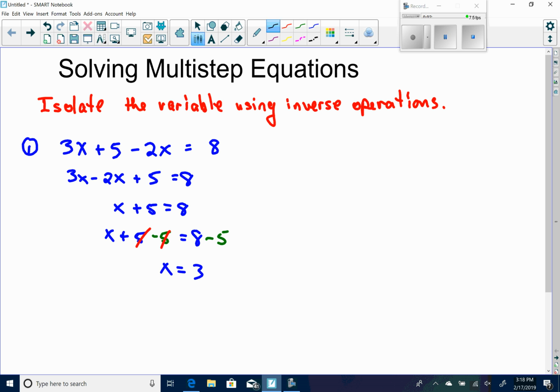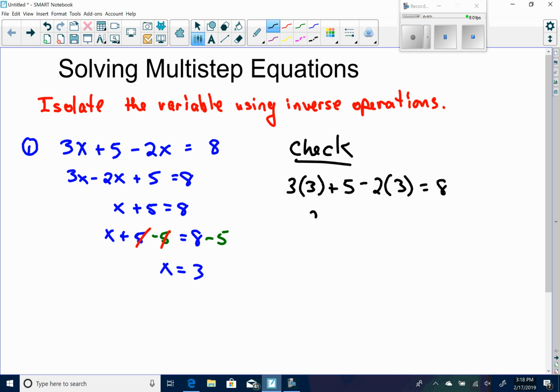And as I've done in my previous lesson too, I always like to show that I am checking each solution. So again, if x is equal to 3, I'm going to have 3 times 3, plus 5, minus 2 times 3. I want to make sure that that turns out to equal 8. If it doesn't, that means I made a small mistake somewhere over here.